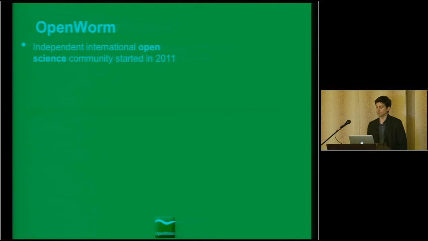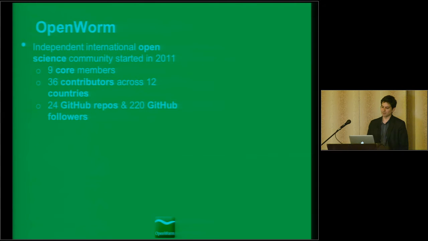Okay, so a little bit about the project. So we're an international open science community. We started in 2011. There's 9 core members, meaning 9 individuals that meet on a regular basis to work on the project. We've amassed 36 contributors across 12 different countries. We just gained the 12th country last week. Actually, a scientist from Iran is collaborating with us and contributed some code to us. Very exciting. We have 24 repositories on GitHub and 220 followers on GitHub. We have 300 folks on our mailing list, so very active community.